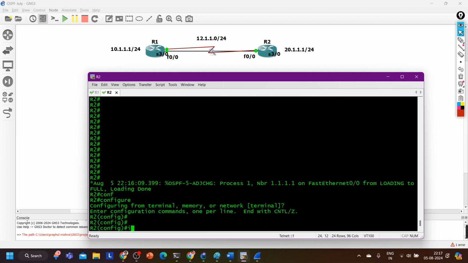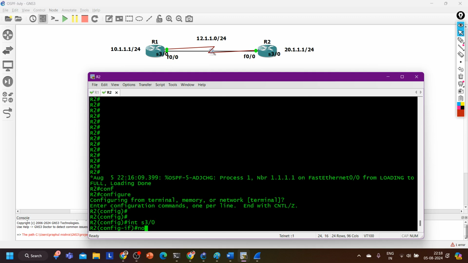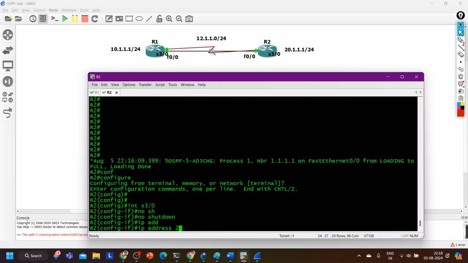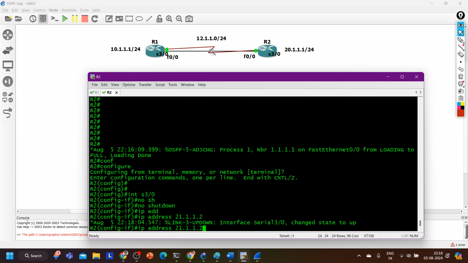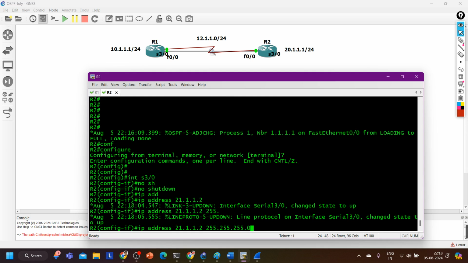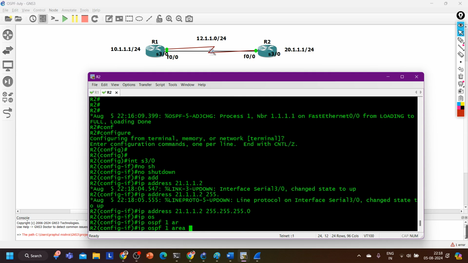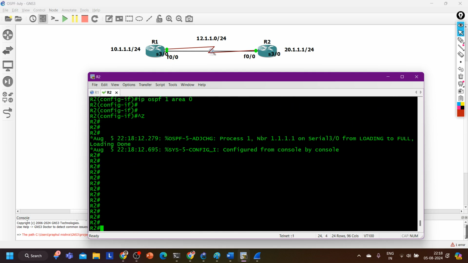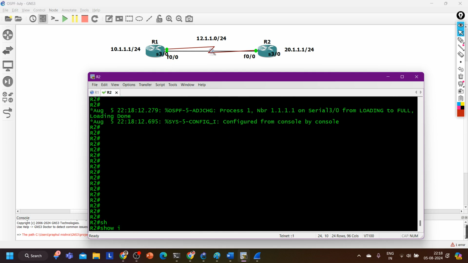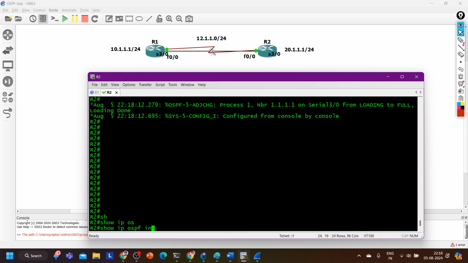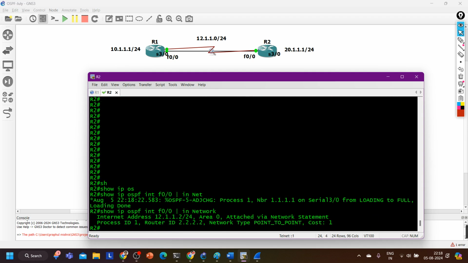Go to router number 2. On router number 2, interface serial 3/0, say no shut, and IP address 21.1.1.2 255.255.255.0 and ip ospf 1 area 0. Now on the serial link, see the default network type. Show ip ospf interface include network. Network type is by default point to point. Cost is 1.